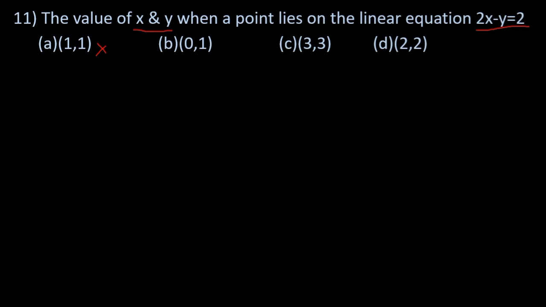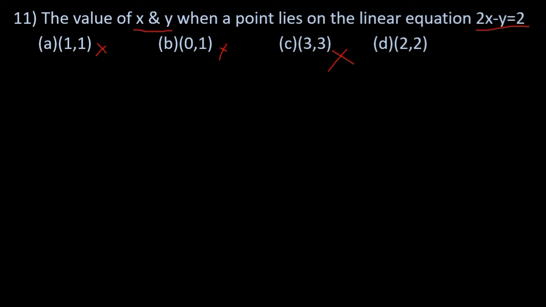Next, option B, we take it also, it's also not possible because the x term totally will become 0, which means we will get minus 1. So that's also not correct. And option C, what we have is 3, 3. So 2 3s are 6, minus 3, we will get 3. Therefore option C is also not possible.